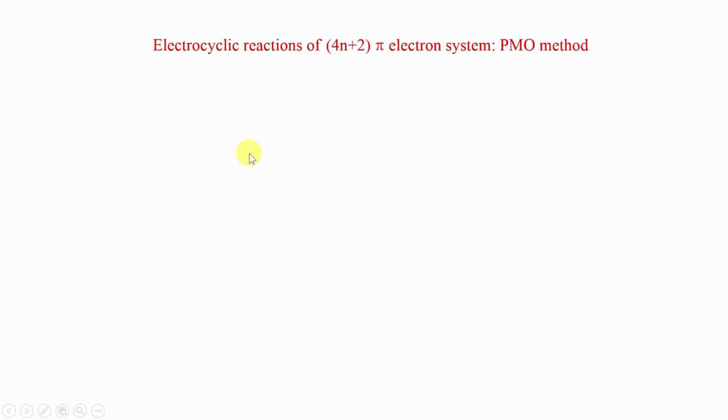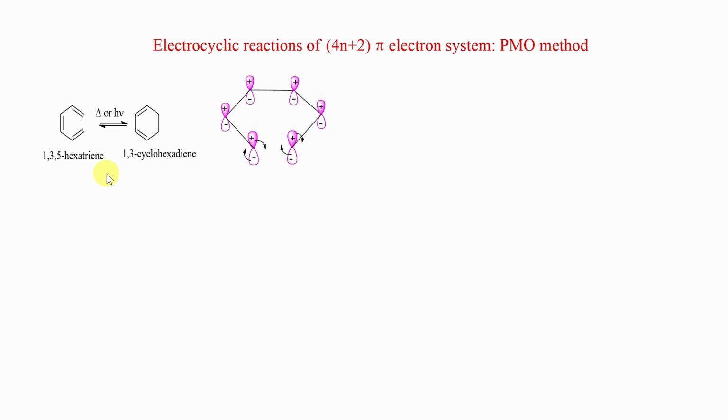Okay, now let us consider the 4n plus 2 pi electron system of electrocyclic reaction and how the PMO method is applied to analyze the 4n plus 2 pi electron system. A typical example of a 4n plus 2 pi system is the interconversion of 1,3,5-hexatriene to 1,3-cyclohexadiene. As in the previous case, it is a ring closure reaction. So we will take the pi molecular orbital of the 1,3,5-hexatriene system that can be represented like this in order to have the best possible overlap.